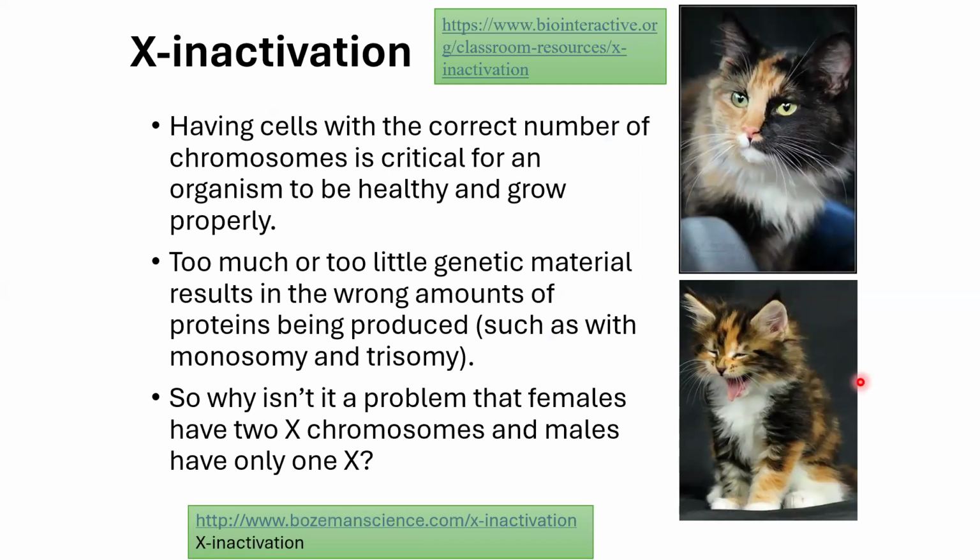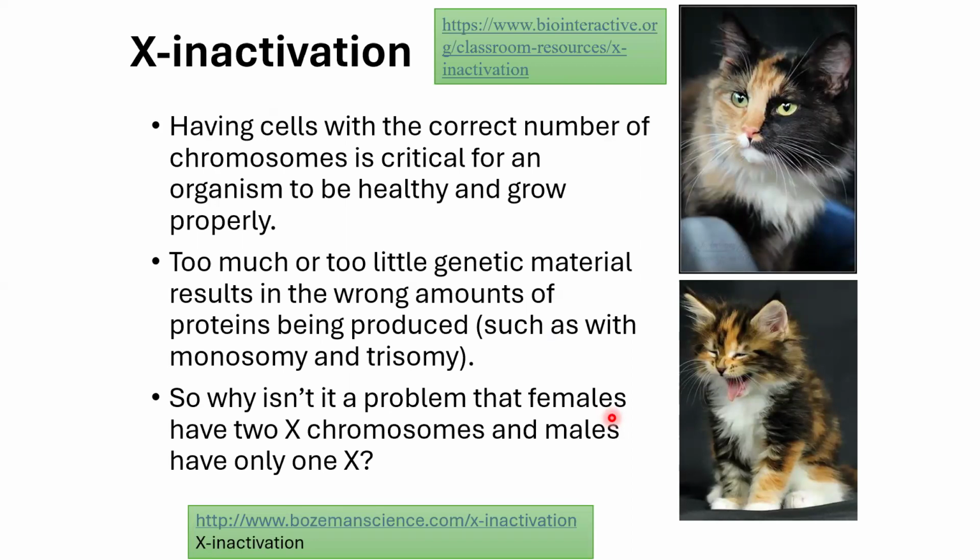So now we go into the idea of X inactivation. One thing about cells in general, if you don't have the correct number of chromosomes, like we saw, it usually ends up with different diseases and outcomes that you do not want. So why is it that females have two X chromosomes and males only have one, and that isn't a problem?